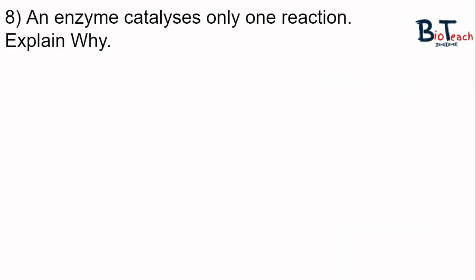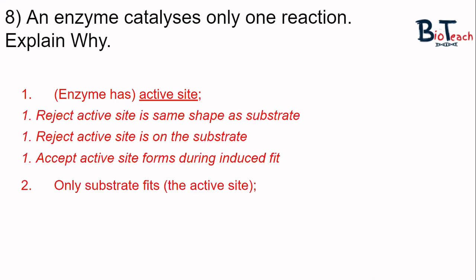So skipping forward to question 8, this particular question asks you to describe why an enzyme catalyzes only one reaction. So what you need to talk about is, say the enzymes have an active site. Remember that active site is a word that you have to mention. It's underlined as part of the mark scheme, so you have to talk about the fact that enzymes have an active site and how the substrate will fit the active site.